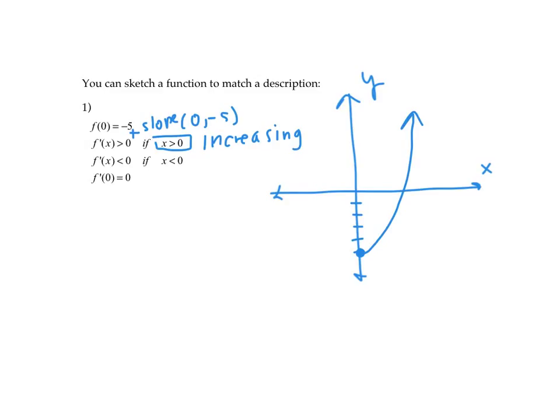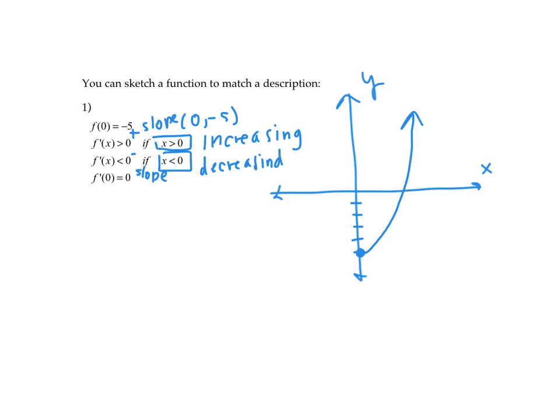The third line says that f prime of x is less than 0. In other words, it's negative if x is less than 0. So that would mean that the slope of our actual function would be negative, and the function itself is decreasing.